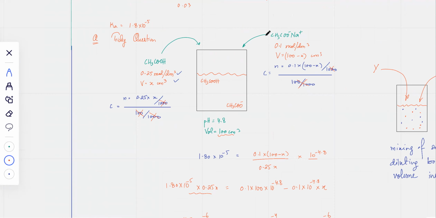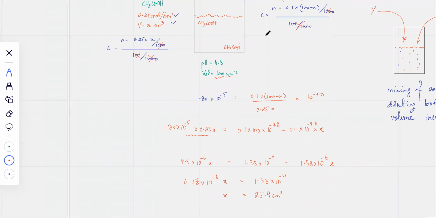Sir, could you scroll down just a bit? Sir, where did the 10 multiplied by negative 4.8 come from? The pH was given, that the buffer solution should have a pH. Okay. So it's the conjugate base concentration divided by acid concentration into H plus. That's Ka.